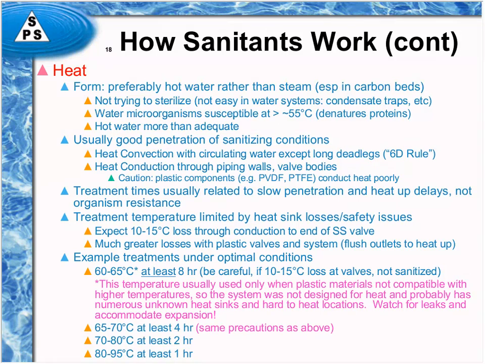Here are some other example temperatures. If you're using 65 to 70 in a metal system, I would go for 4 hours. But if it's another kind of plastic system that may be tolerant of a little bit higher temperature, you've got the same kind of precautions that you'd have in the example above it. If the system wasn't designed to be heated to begin with, it's probably not insulated. It may not be supported over long lengths of piping. All of these kinds of things may be factors. And then, of course, the hotter the temperature, the shorter the treatment time you can usually get away with, and it's all related to how quickly the system heats up thoroughly.